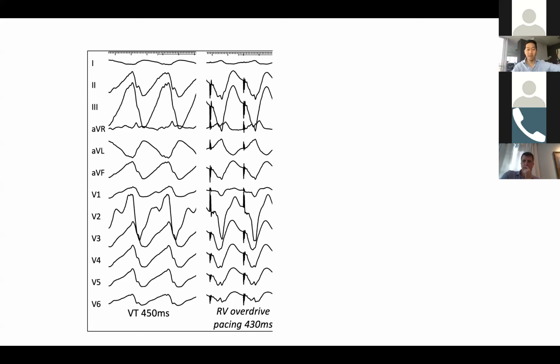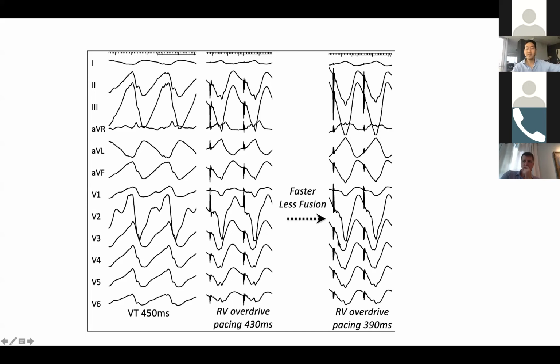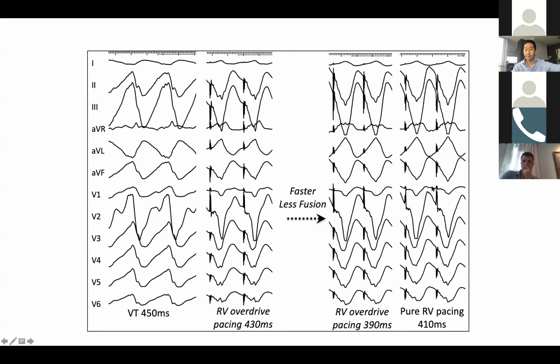So that's overdrive pacing at 430. This is it at 390. So this is the idea of progressive fusion, that when I pace faster, there should be less fusion and I should look more like RV pacing. And here is RV. When you assess fusion, you have to look at both parents to be able to see if the child looks something in between.